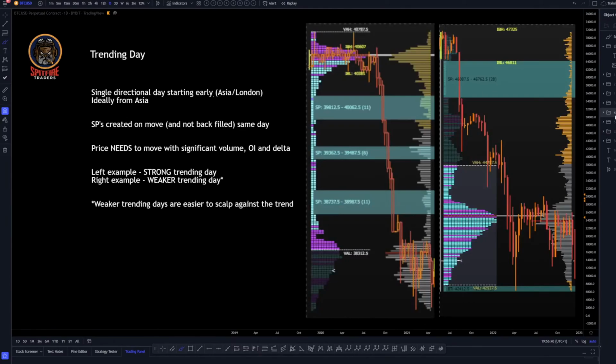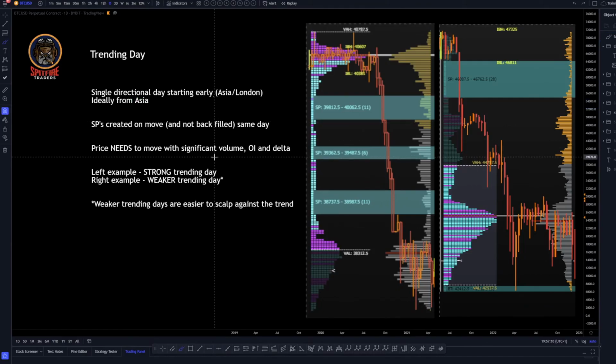Next one, trending day. Now, obviously, everyone loves a trending day, unless you're on the wrong side of it, and then everyone hates a trending day. Right, trending day. Very, very obvious. So there's no room for error. There are no question marks like the previous day. It's very, very straightforward. It's a single directional day starting early, typically within the Asia or London session. Ideally, in the ideal world, from the Asia session.